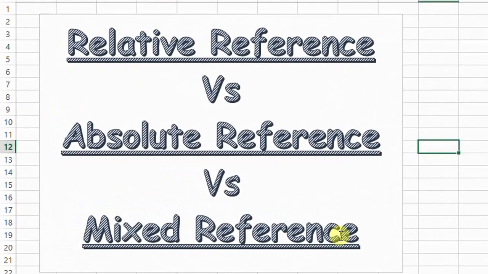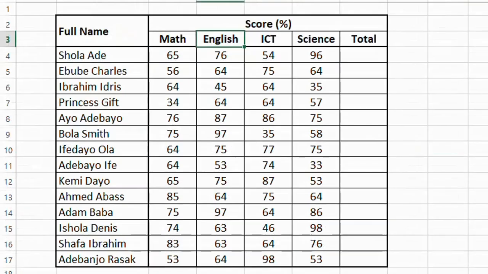In this video we are going to look at some important terms in Excel and how to use this feature in Excel: relative reference, absolute reference, and mixed reference. So let's look at relative reference first of all.